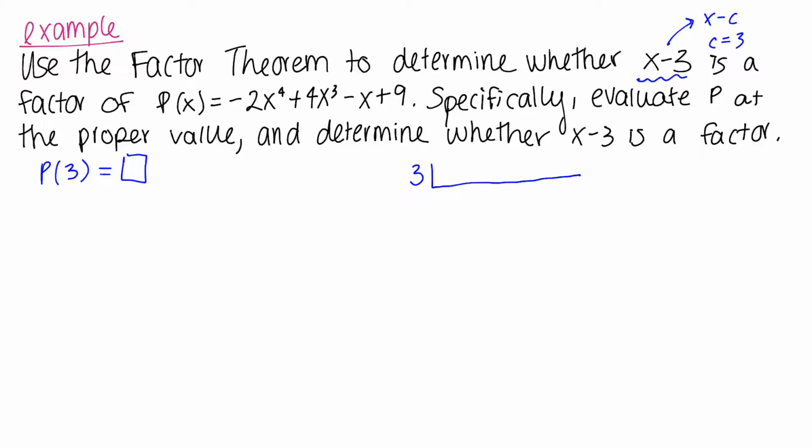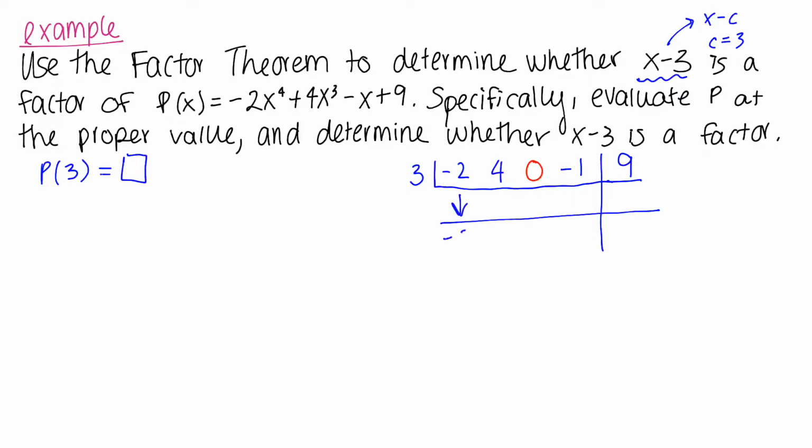So I'm putting 3 on the outside. Negative 2, 4. We are missing the second power, so we have a fourth power, third power, but we need a second power in there. So there's a 0, and then a negative 1 and a 9.